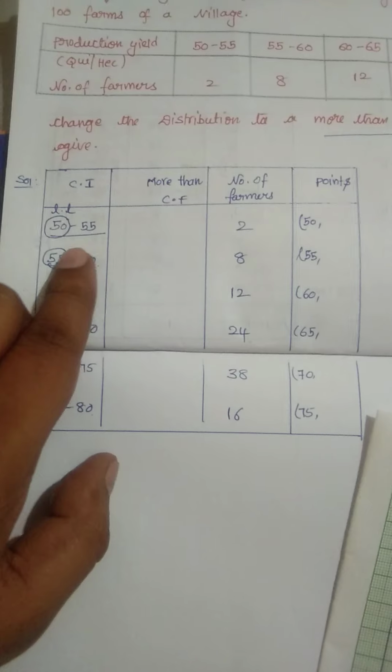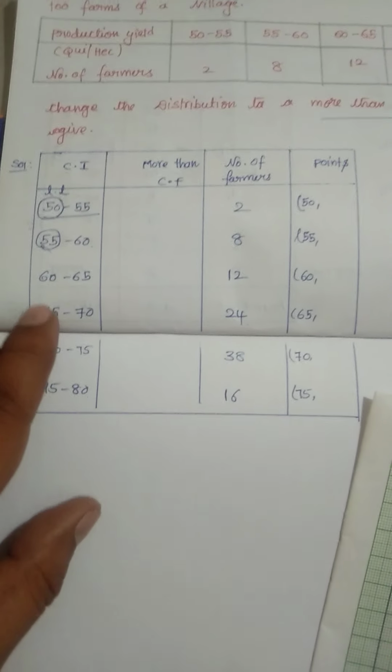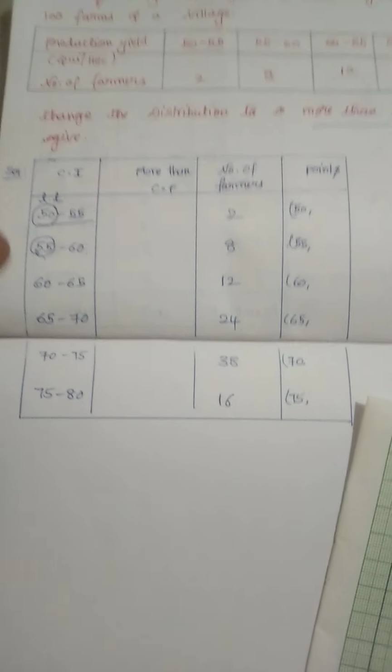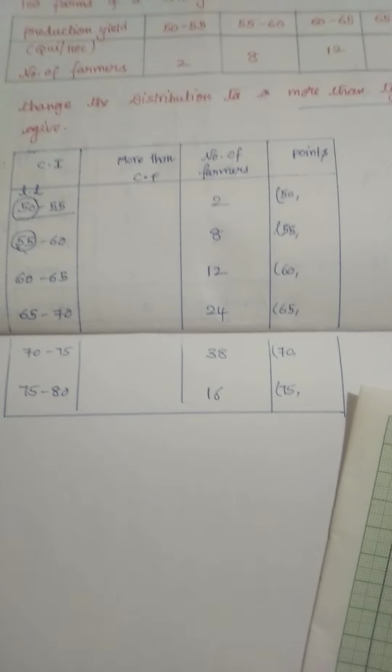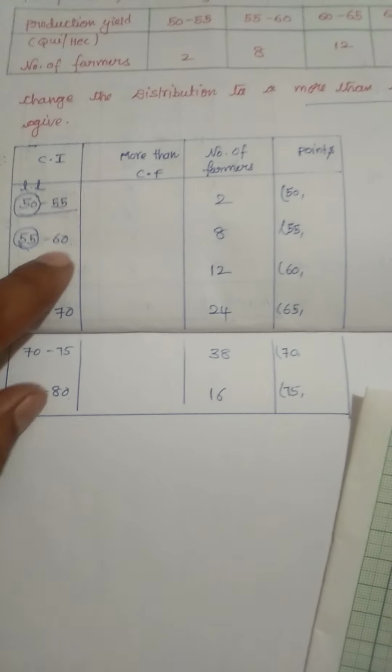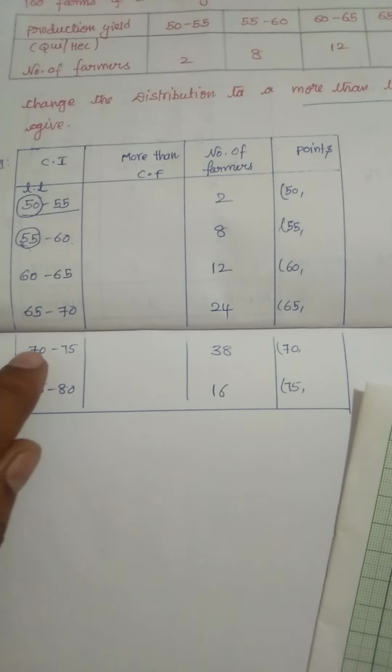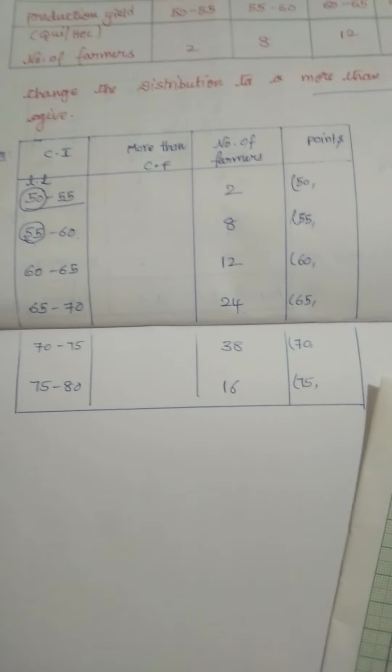Actually, we are constructing here a more than type distribution. When we are constructing a more than type frequency distribution curve, we have to consider lower limits, children. In the previous sum, we constructed a less than type cumulative frequency distribution. There we have to consider upper limits, whereas in this case we have to take lower limits. That is the major difference, right?